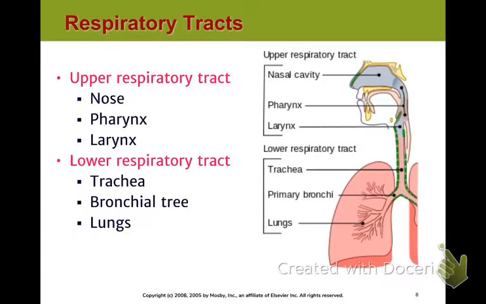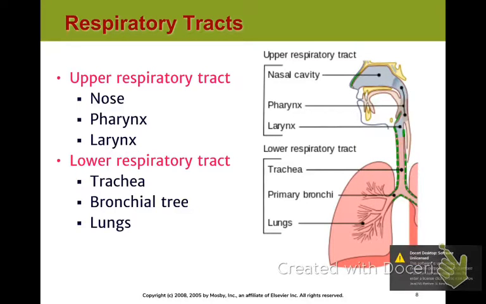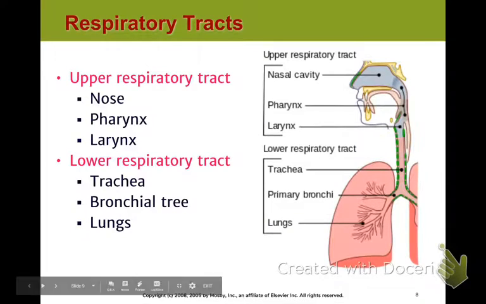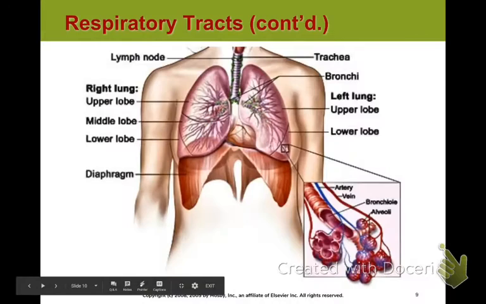Your respiratory tract is divided into two parts, upper respiratory tract and lower respiratory tract. And again, you are not going to get any exchange of gases in the nose, pharynx, larynx, not in the trachea, not in the bronchial tree, not until you get to the alveoli. So if you have a head cold, you actually have an upper respiratory infection. If you've got bronchitis, if you've got something like asthma, that's affecting your lower respiratory tract.